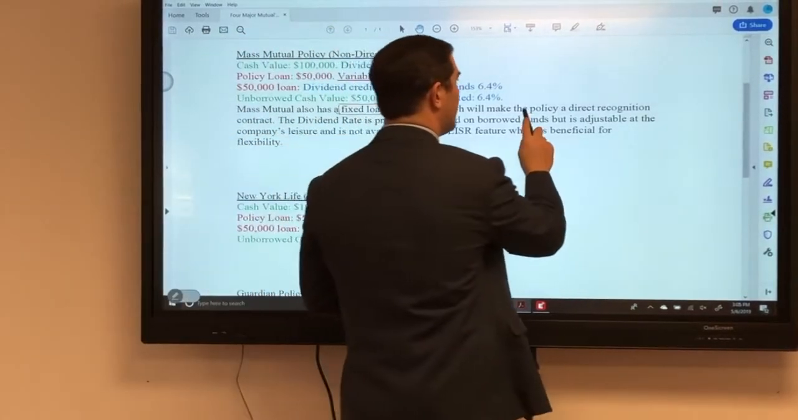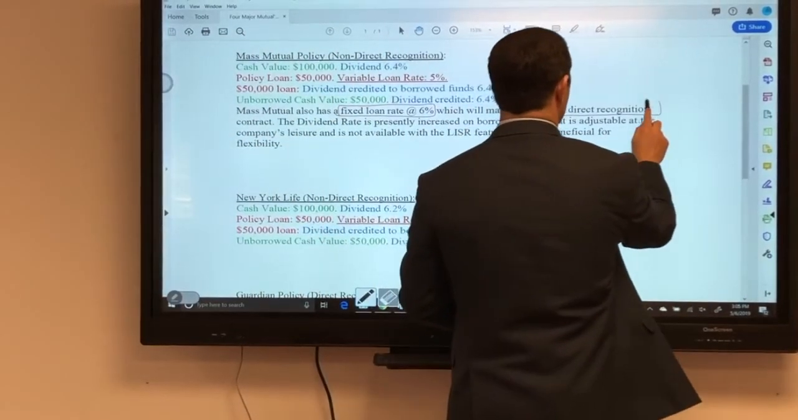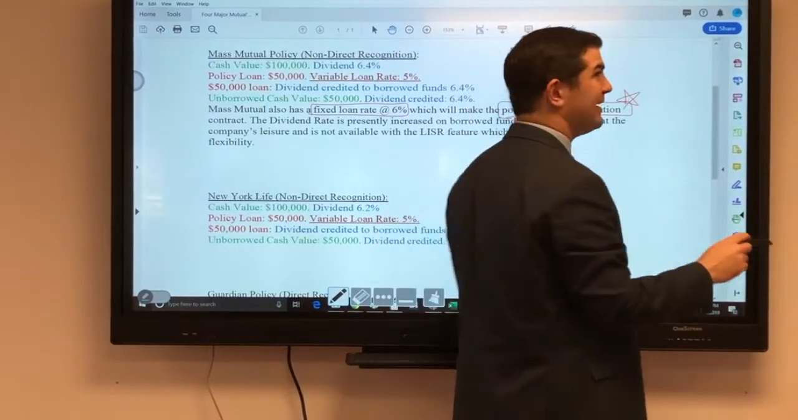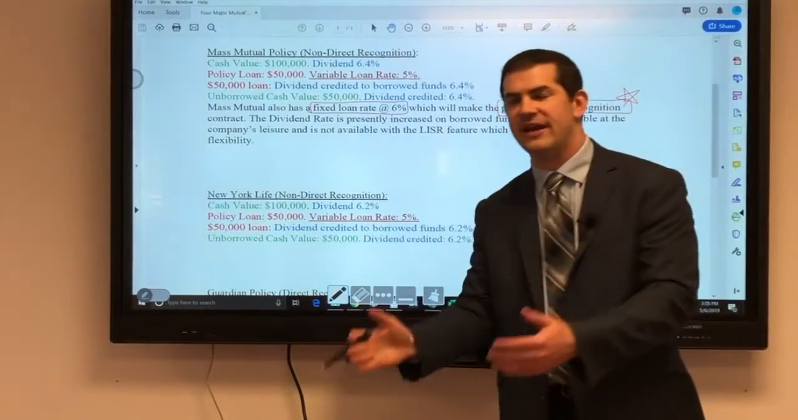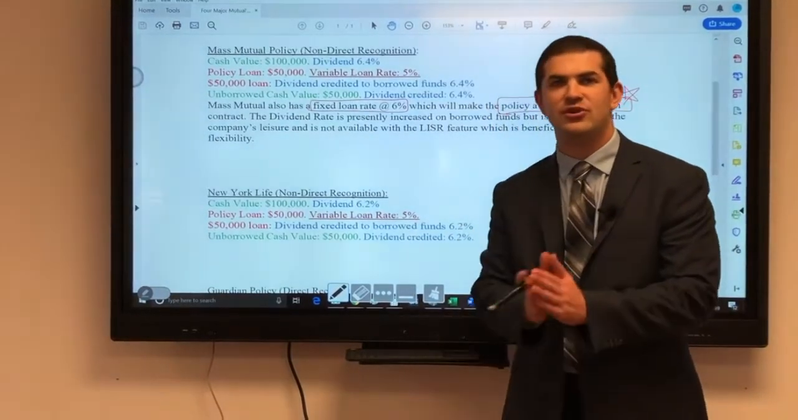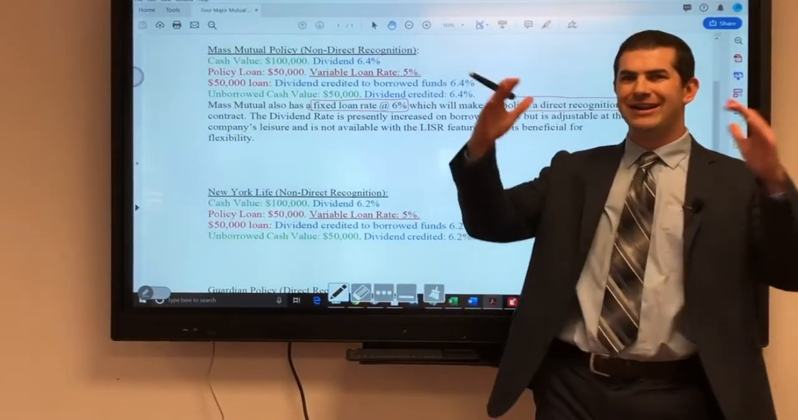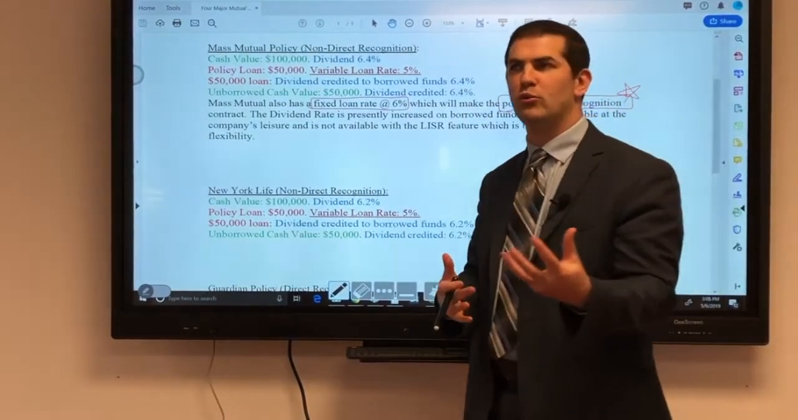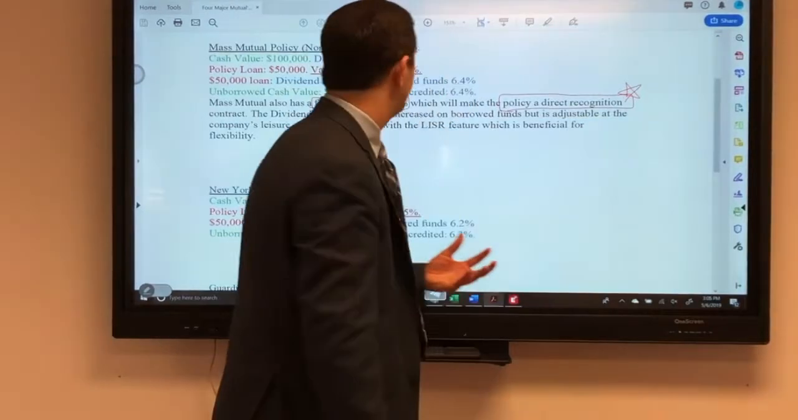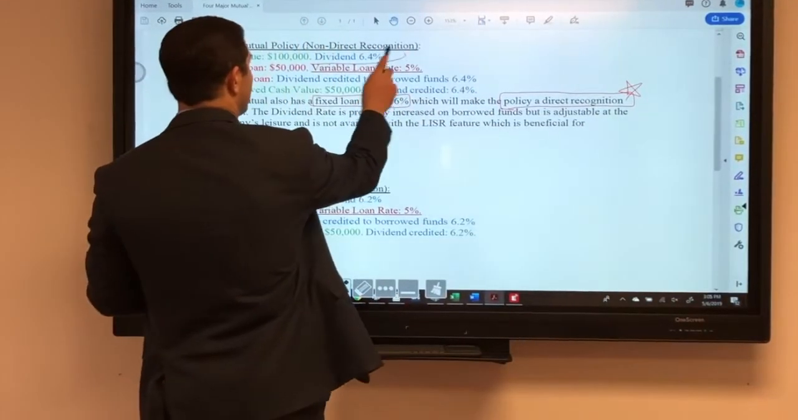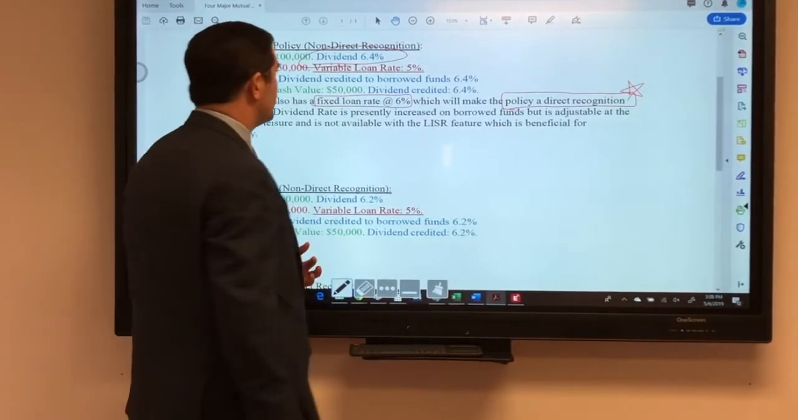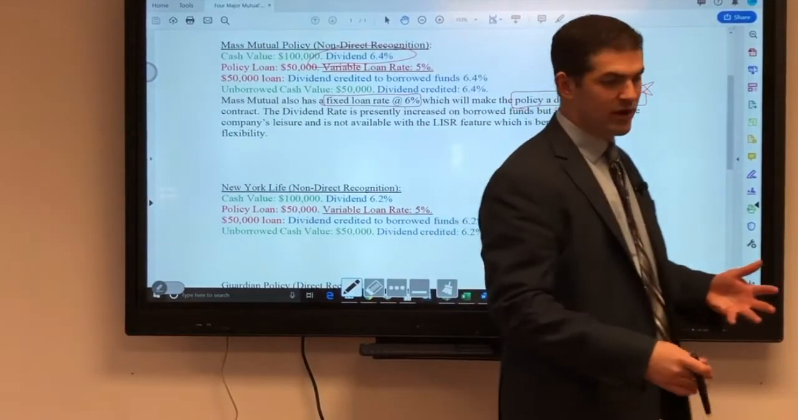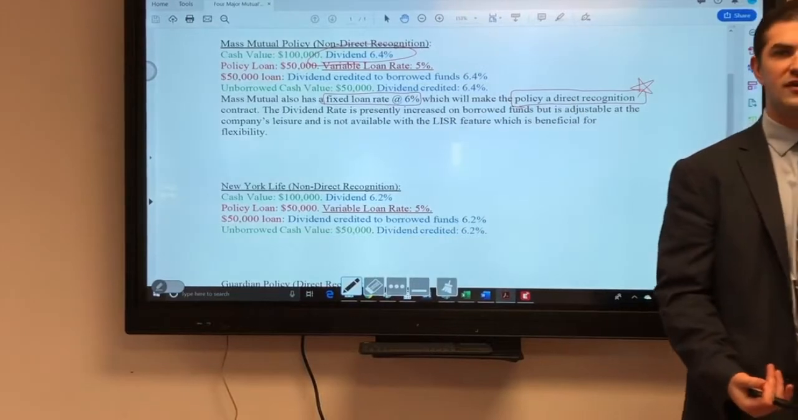This does turn the policy into a direct recognition account, which simply means they're going to recognize the fact that we have a loan outstanding. I'm still going to earn dividends on my entire bucket of money. However, the borrowed portion will receive a dividend rate that may be different than the company's standard dividend rate. So MassMutual has historically adjusted the dividend rate to a rate lower than my cost of borrowing.